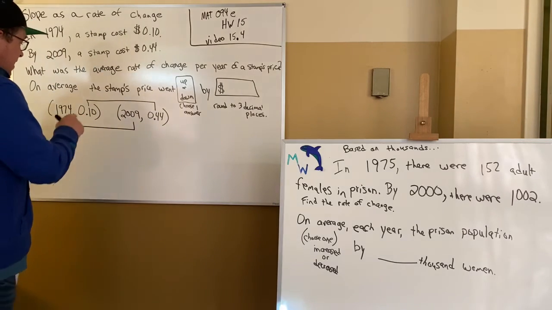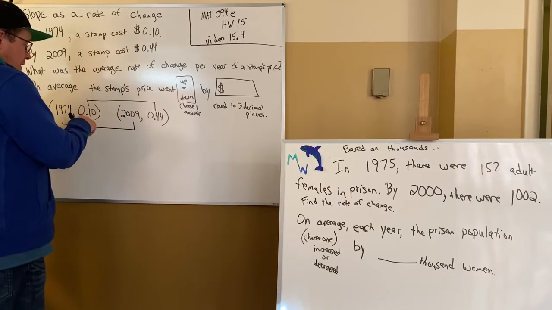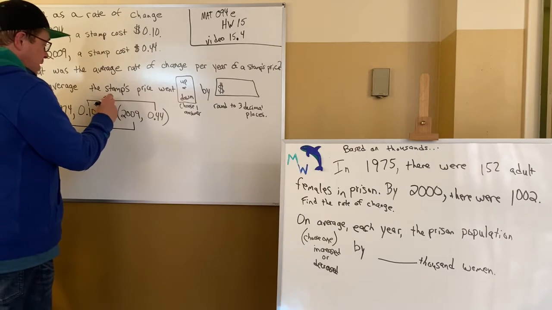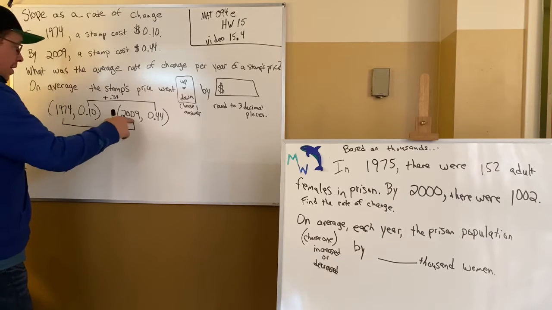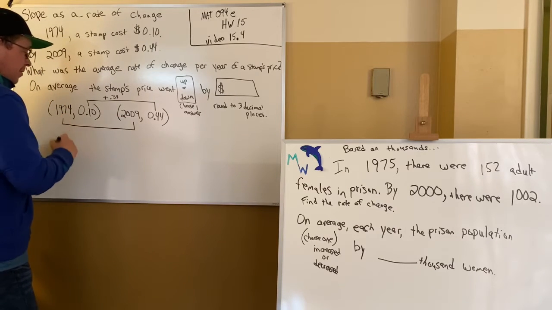So what I would have to do is add 34 cents. I have to make this go higher by 34 cents. And down here, to get all the way up to what I need there, I actually have to go up by 35 years.